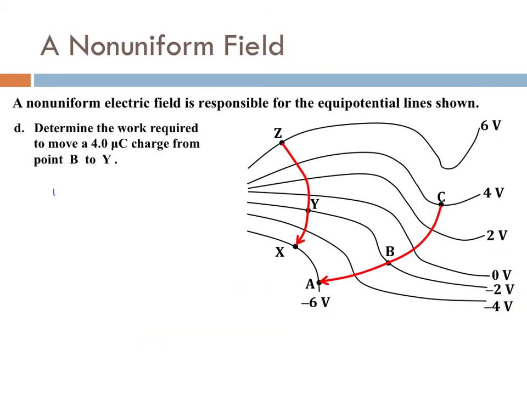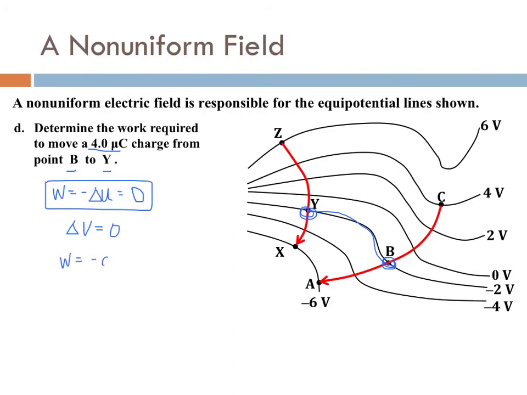Here we're asked to solve for the work of taking a 4 microcoulomb charge from B to Y. Well, if B is here and Y is here, they move along the same potential, so the work done is 0. Because the change in potential was 0. So you could have done the whole process.